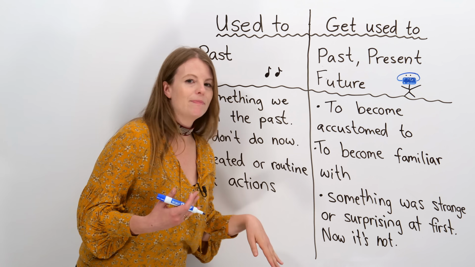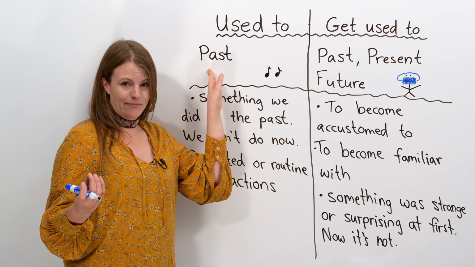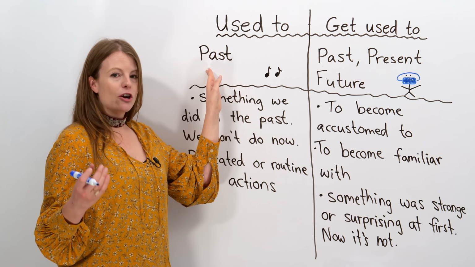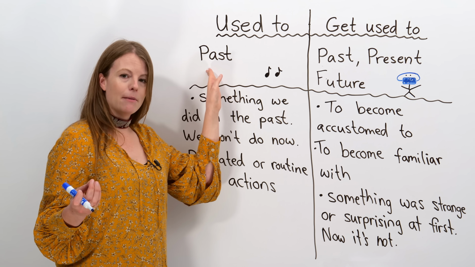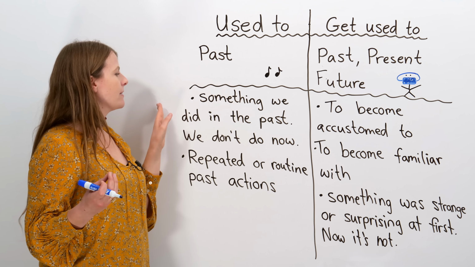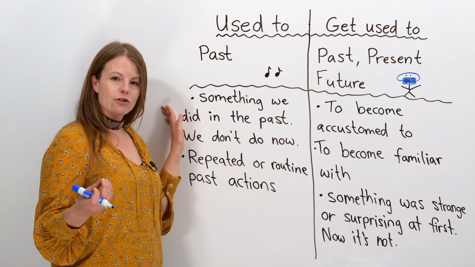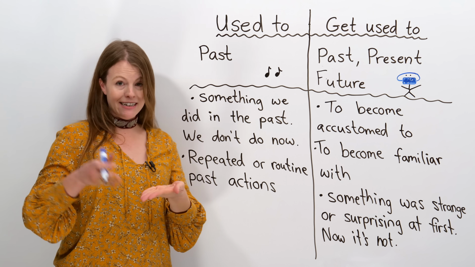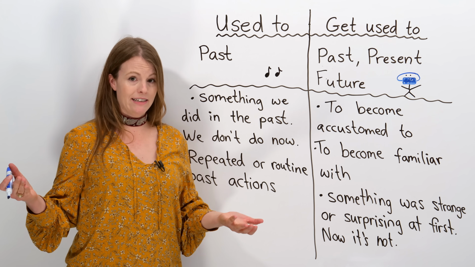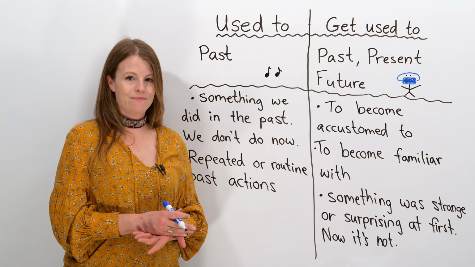Okay, when we talk about used to, this is the one you might already know. We use used to talk about the past. We use used to talk about something we did in the past. Usually it is a repeated action. This means it happened more than once, or it was a routine in the past.